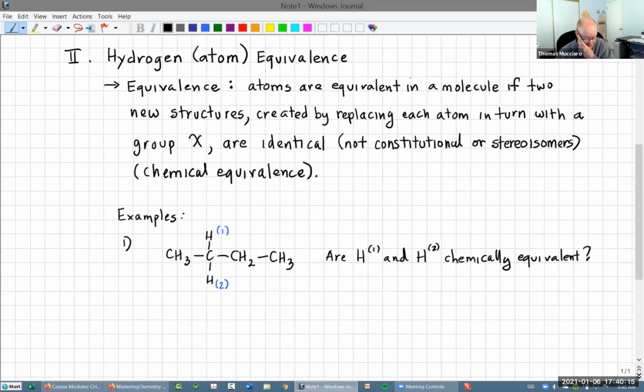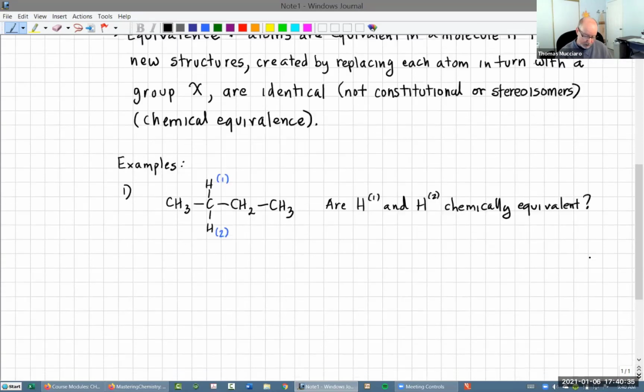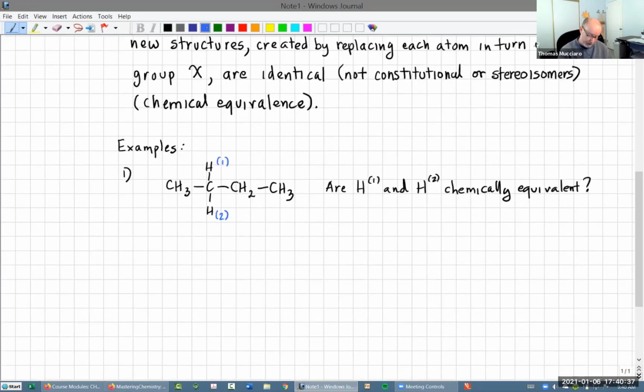Okay, so this is the kind of really simple question in this area, but then, just like when we did, are these two things identical, and then we use that as part of other problem solving, we're going to have more complex ones, okay? So are these chemically equivalent? So what we're going to do is what's called the substitution test. We're going to replace each with some imaginary group or atom X.